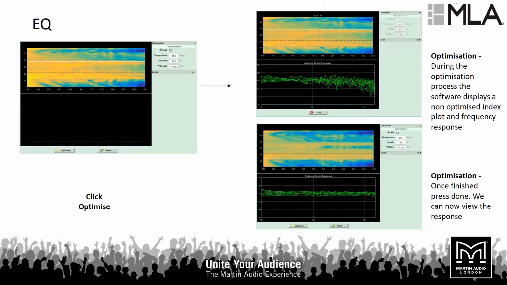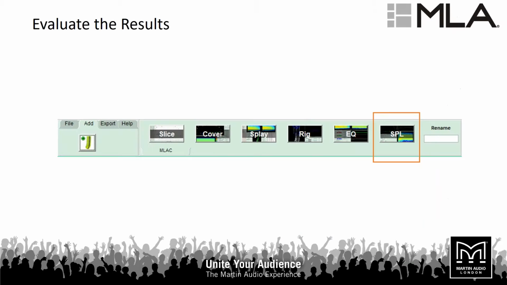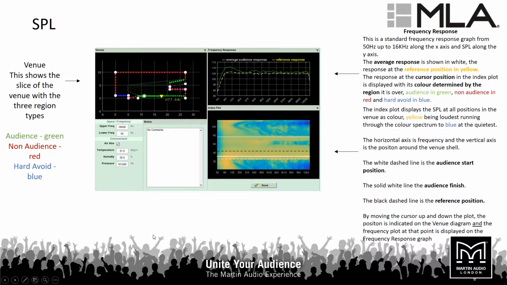So after that, we can click done, and we can move on to our SPL tab. This is effectively where we evaluate all of the work that we've just done. By clicking here, again, this shows the slice of the venue that we've been looking at and working with.